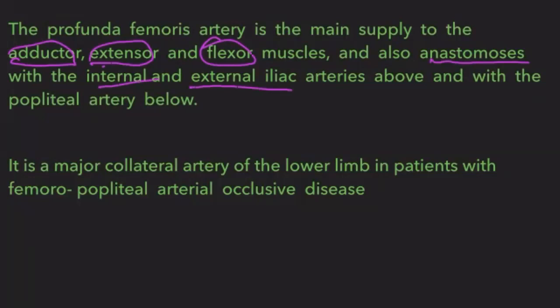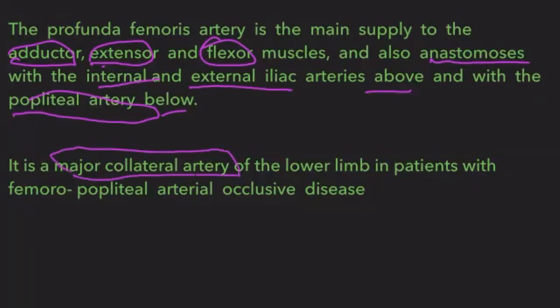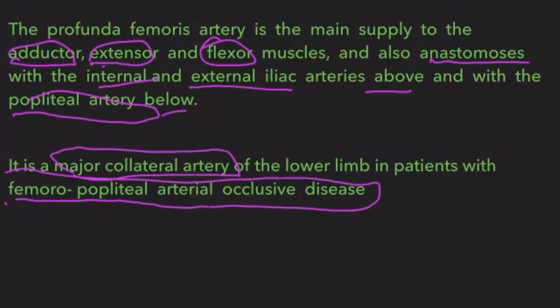Okay, so the branches of internal and external iliac arteries anastomose with the profunda femoris artery above, and the popliteal artery below. It's a major collateral artery of the lower limb in patients with femoropopliteal arterial occlusive disease. Okay, if the femoral artery and popliteal artery are occluded, this is the main channel. This is the main artery of the lower limb.